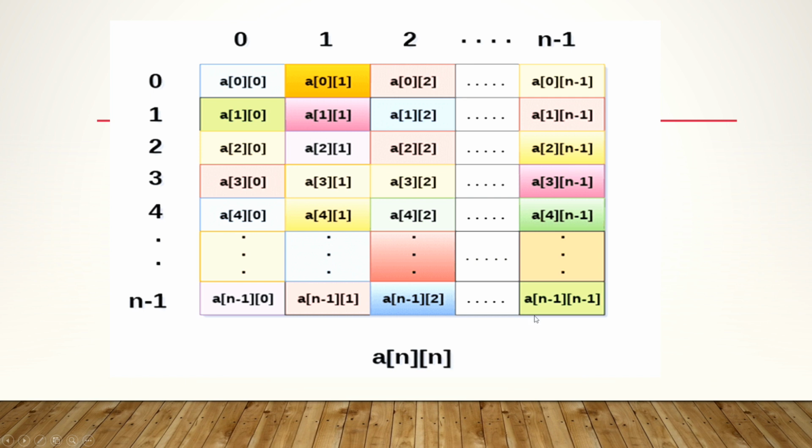Similarly, we can say that A of n-1 and 0 represents this row and column. And similarly, A of n represents the number of arrays, the infinite number of rows and columns, right? So this n represents the number of rows, infinite number of rows, and this n represents the infinite number of columns, right?